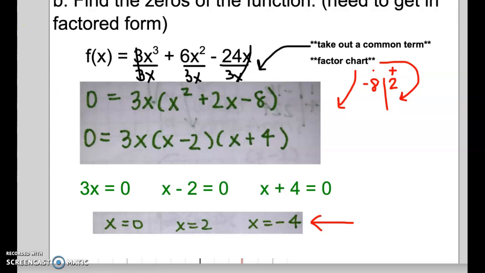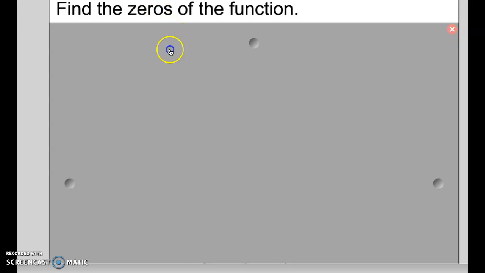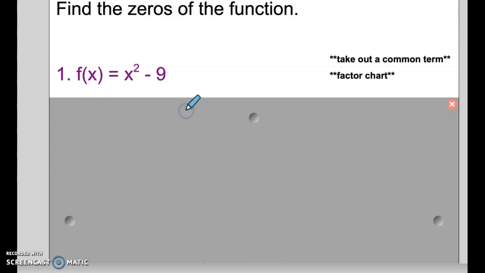So besides, there's one more thing we have to talk about. Here are two ways to get it in factored form so I could find the zeros, right? Take out a common term, make the factor chart. What if it looks something like this? There's a third option that we need to know and recognize to find the zeros of the function.